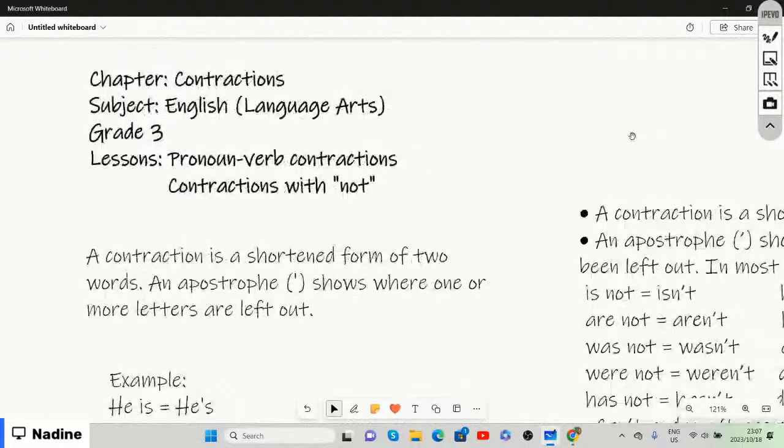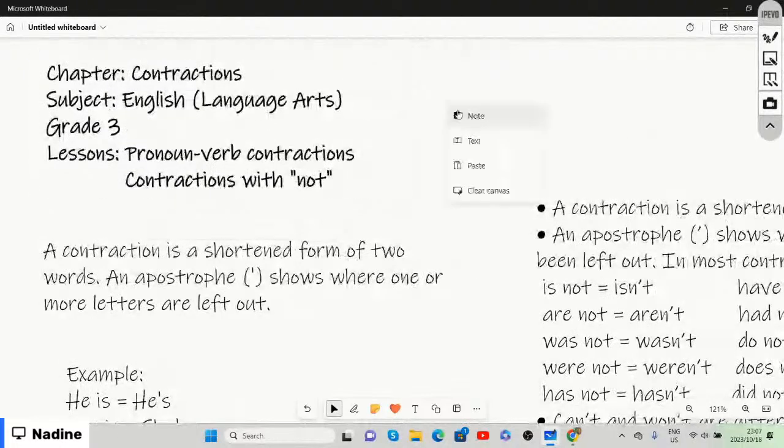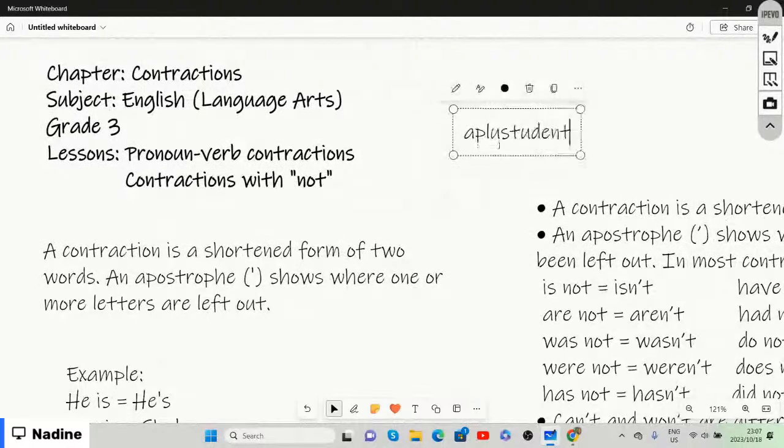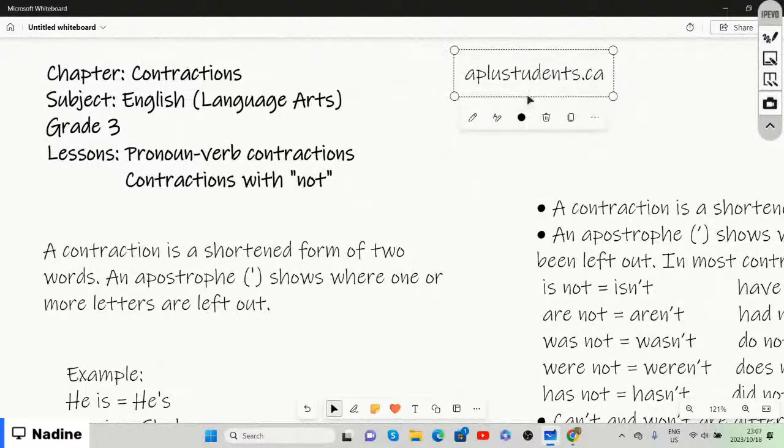All right, so we are doing our lesson on aplusstudents.ca. If you do want to go back, recap, and go over certain things or the lesson, here is our chapter, subject, grade, as well as the lessons on the board, and that is on aplusstudents.ca. All right, so we're going to start.